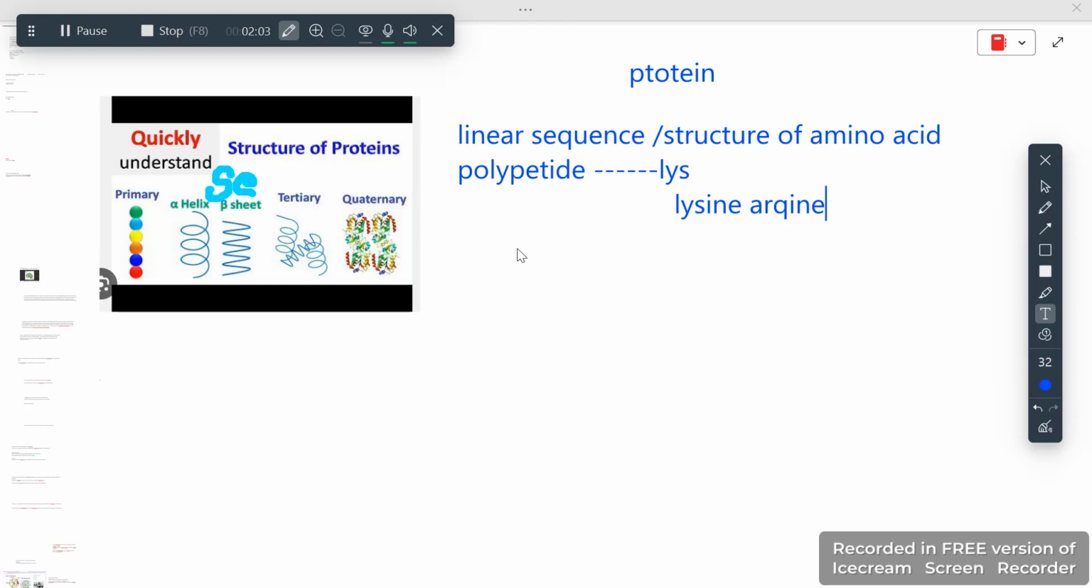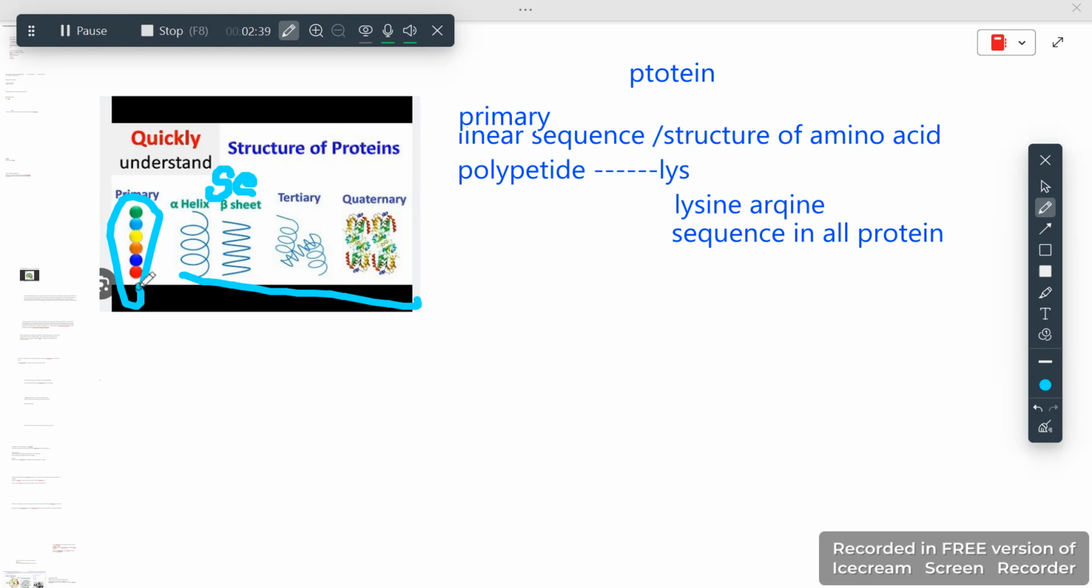So yes, this was about the primary. I know the right name, how could I forget that? Primary means this sequence, lysine and arginine would be the sequence in all proteins. Okay, so primary structure has a linear structure. You can look at the picture. If you look at the secondary, these are all different, and the primary is like a straight structure. Okay, so I'm sure you get the concept of primary.